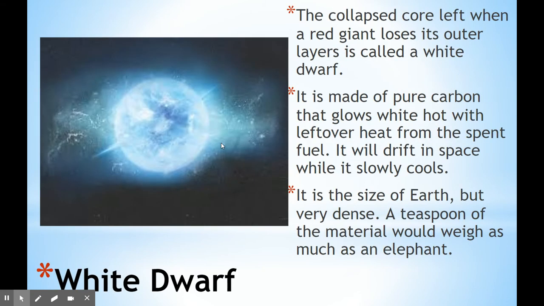The white dwarf is the ultimate end of a small star like ours. The white dwarf is made up of pure carbon. It goes white hot with leftover heat, and it will drift in space while it slowly cools until ultimately all of the heat or all of the gas and carbon is burned out, and then it will become basically a black dwarf. A teaspoon of the material here would weigh as much as an elephant. So that tells you how the density of this material is extremely high.